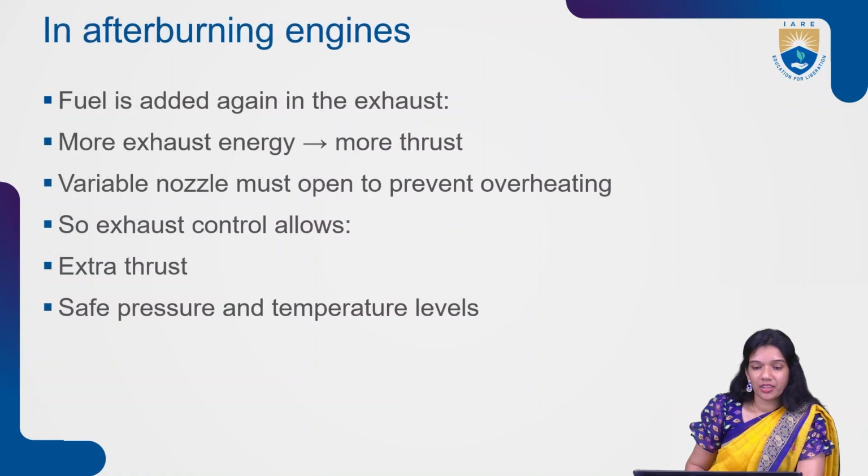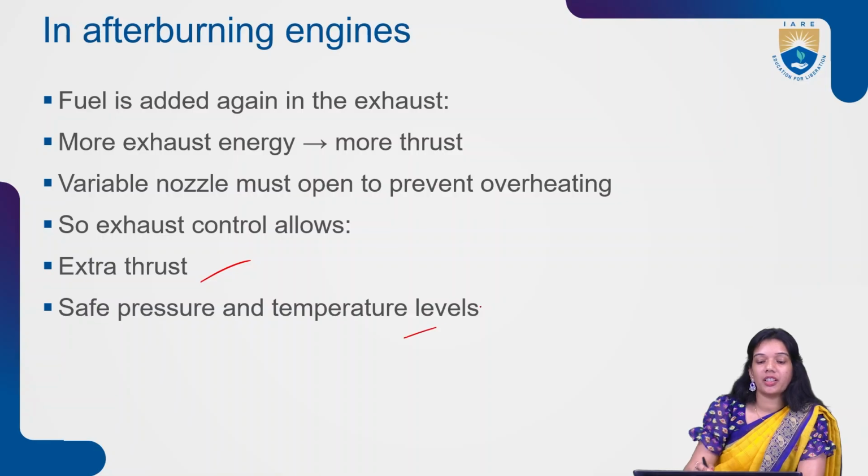So in an afterburning engine, the fuel is added again, just to gain that extra amount of thrust. We are varying the nozzle so that you have more thrust, and to attain more thrust, more fuel needs to be added. So this exhaust control allows for extra thrust at a safe pressure and a good temperature level.